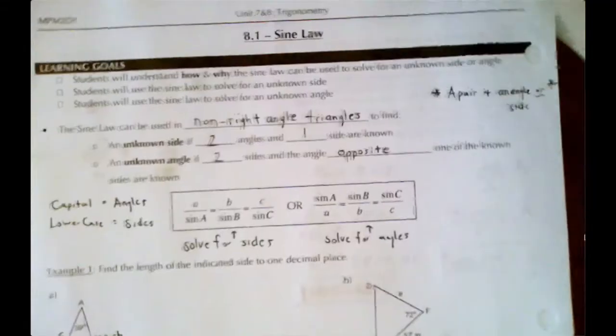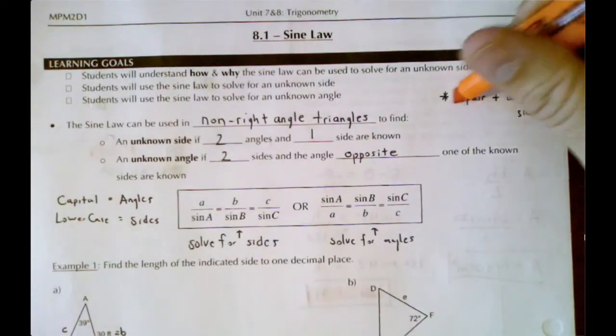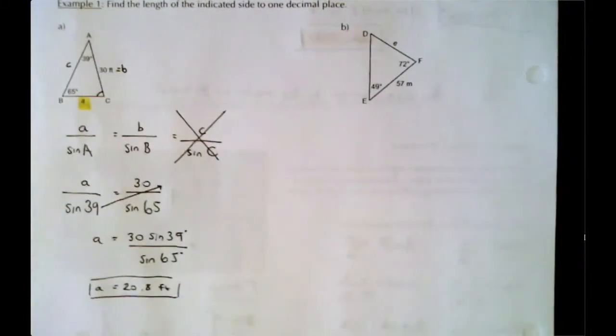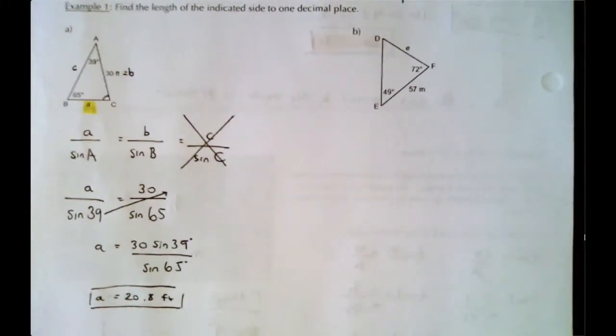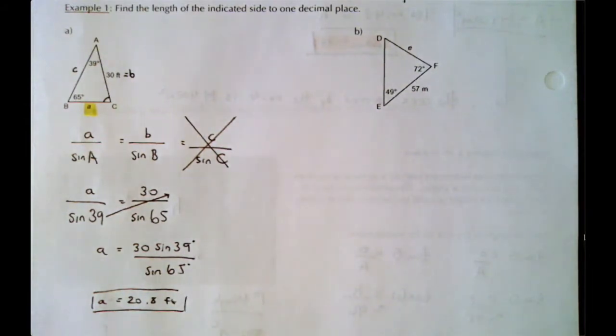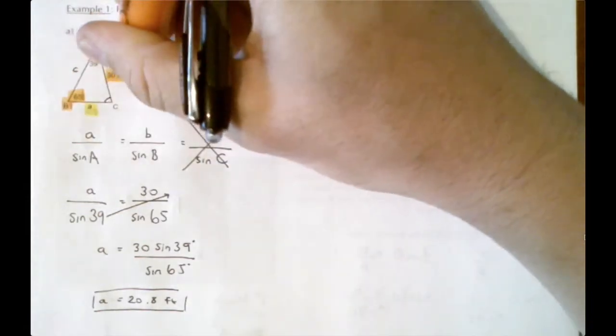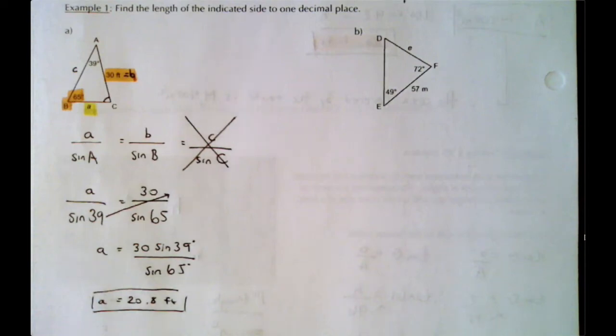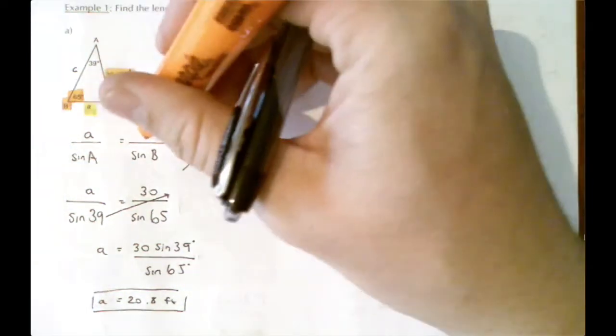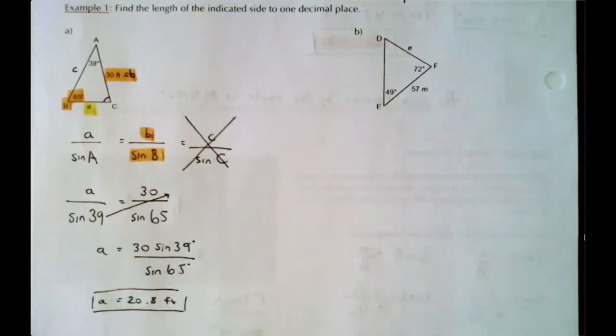Okay, so earlier in the lesson I said you needed a pair. Well, what am I talking about when I say you need a pair? A pair we're going to highlight in orange. So if we take a look at our first example, to use sine law we needed a pair. Did we have a pair? A pair means a side and angle that share the same letter. So we know B and B. We know angle B and side B, which allows us to complete that fraction.